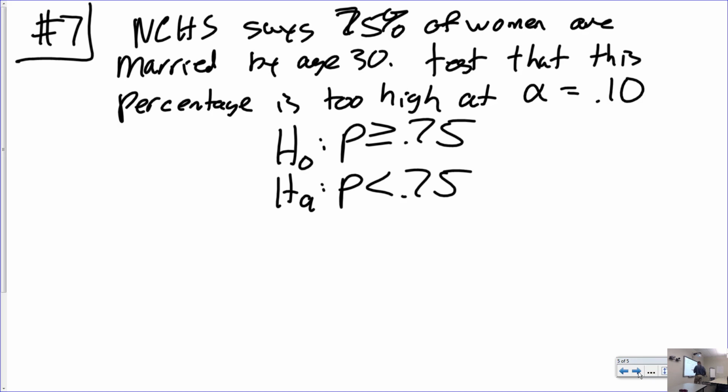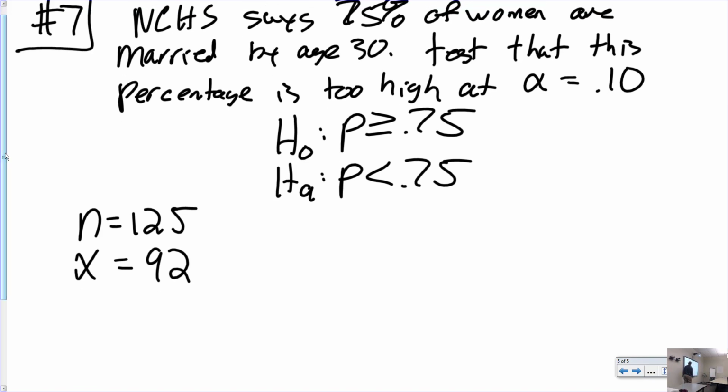Now, what does our data say? Test the claim. She surveys 125 women. n is 125. 92 of them are married. x equals 92. Technically it's just straight x; x-bar should be an average all the time. Okay. So, folks, what's p-hat? 92 over 125.